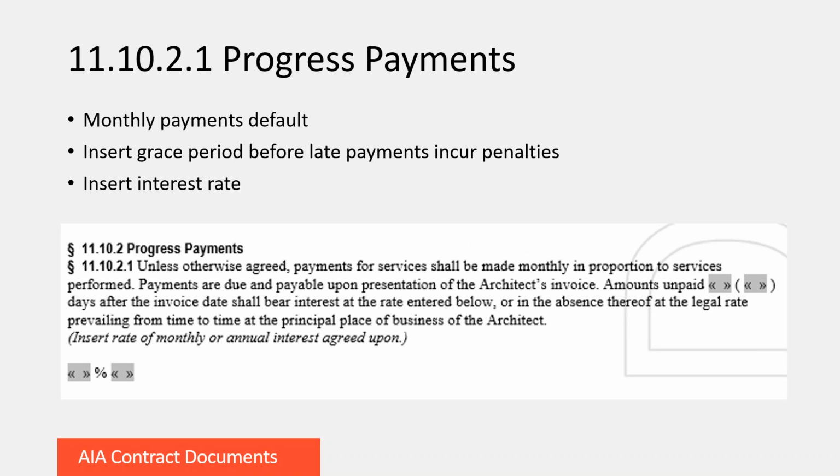And then monthly progress payments are the default for this document. If you want something different, you'll need to edit the document so that you can include that. The first fill point is the grace period. How long after the past due invoice before interest starts accruing? And then at the bottom, you can include a monthly or an annual interest rate.